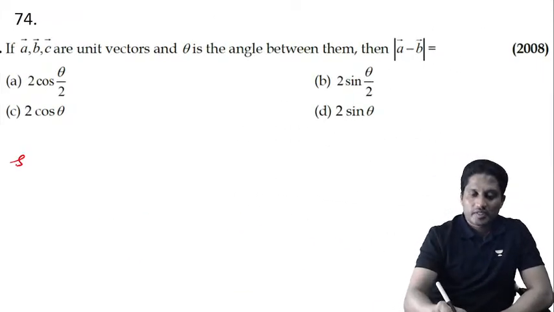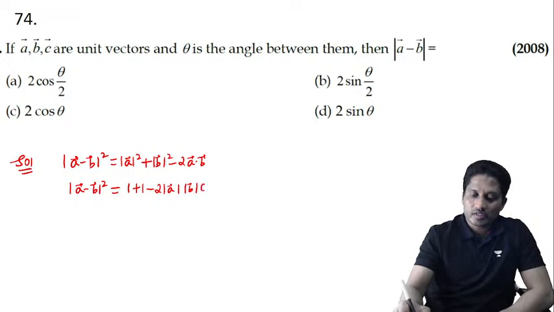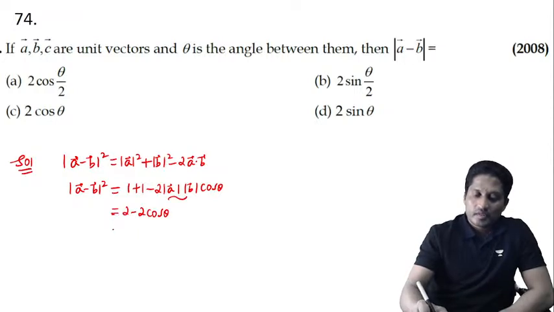See, mod of (a minus b) the whole square. There was a similar question in the 2020 paper. Mod of (a minus b) the whole square is mod a square plus mod b square minus 2 times a dot b, right? Mod a square is 1, mod b square is 1, minus 2 times mod a into mod b into cos theta. 2 minus 2 times cos theta, since mod a and mod b are 1. Take 2 outside, 1 minus cos theta is 2 sin square theta by 2.